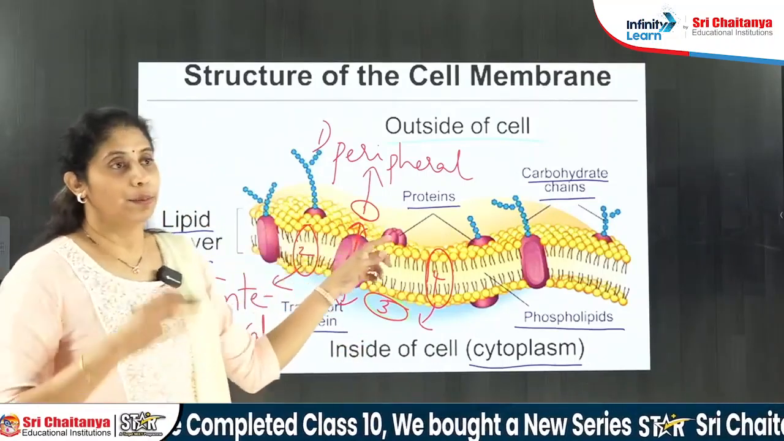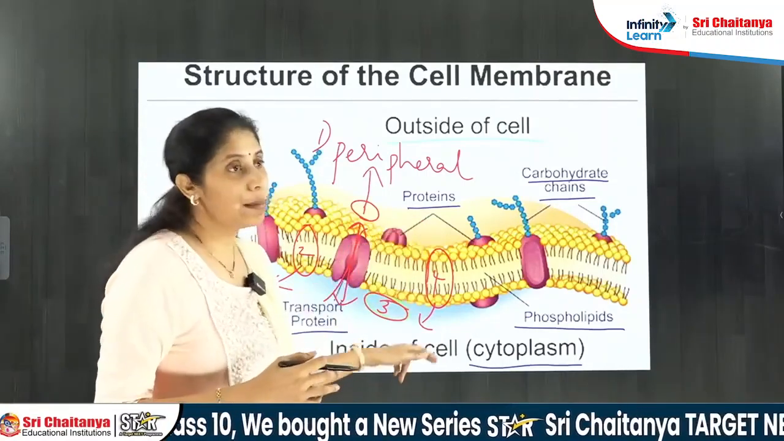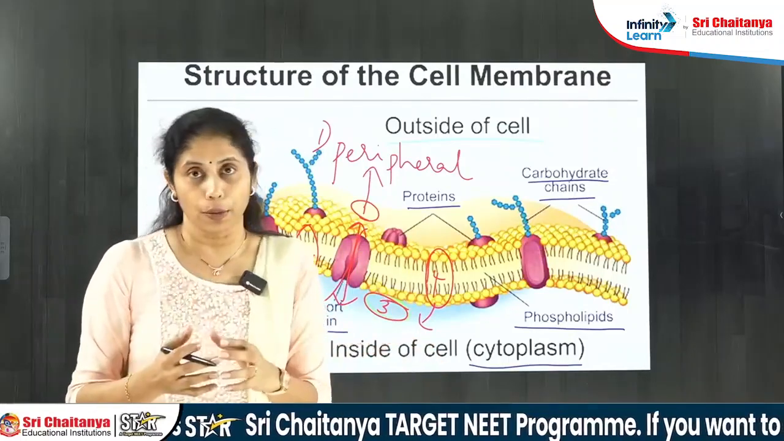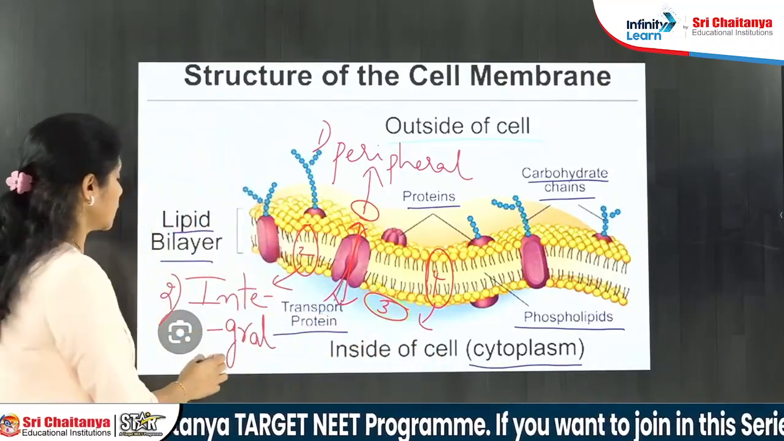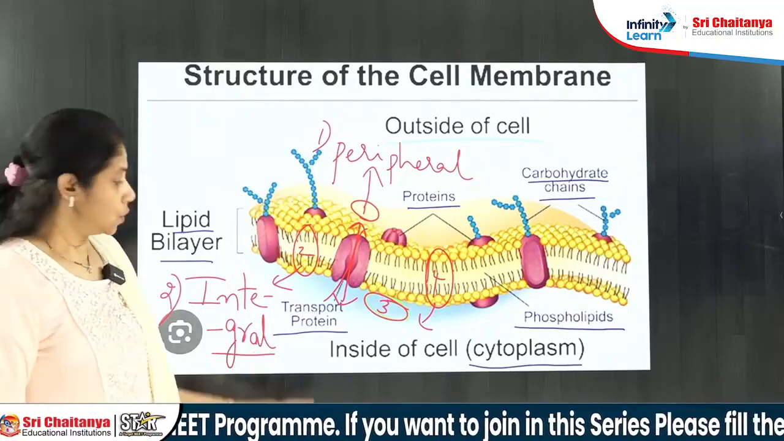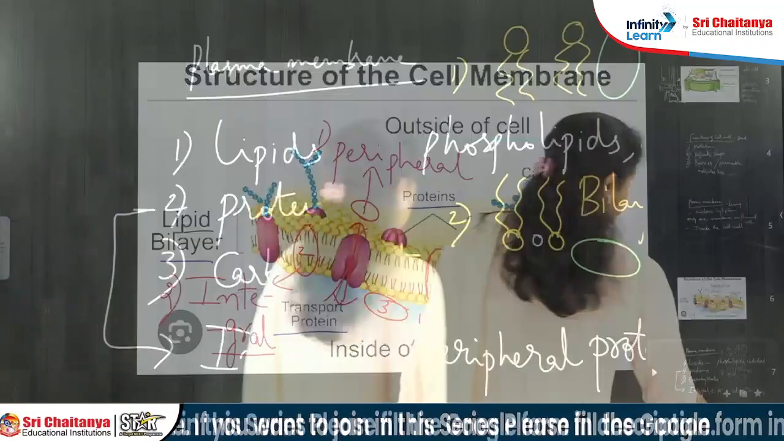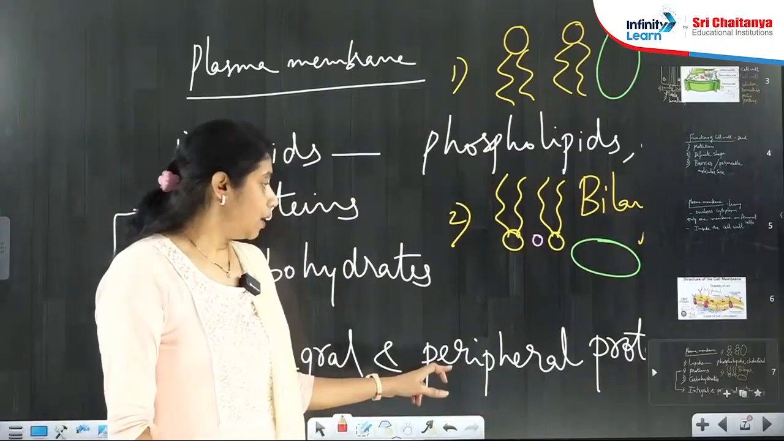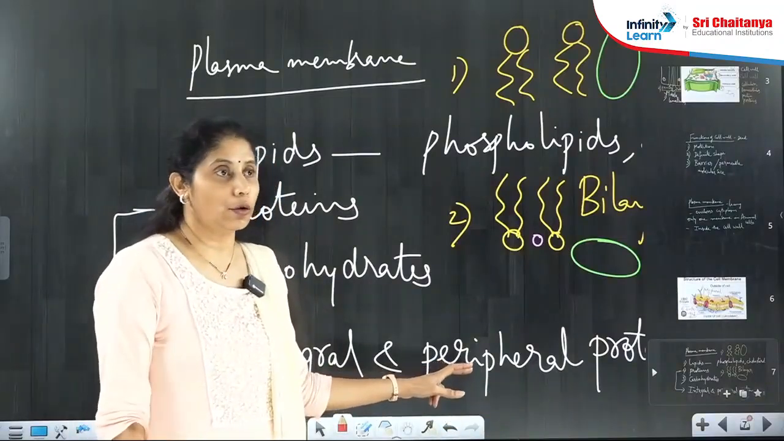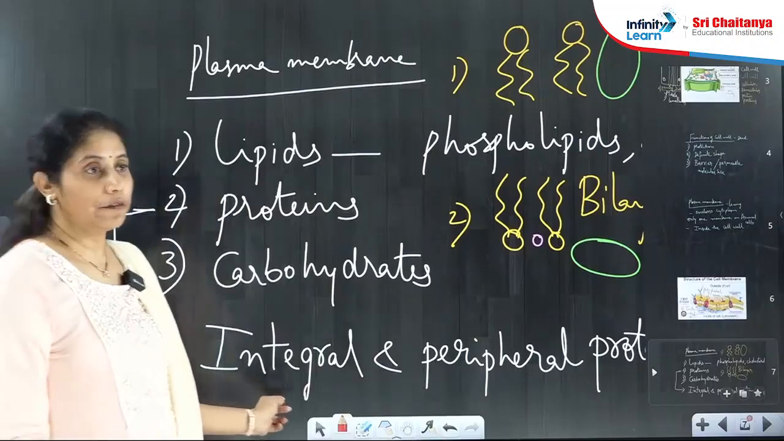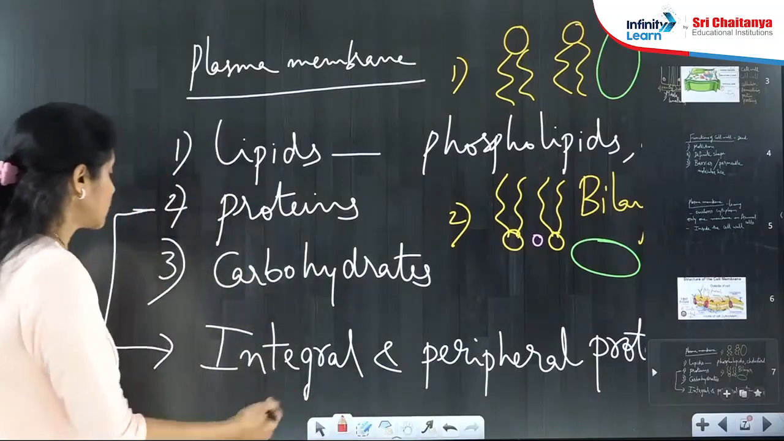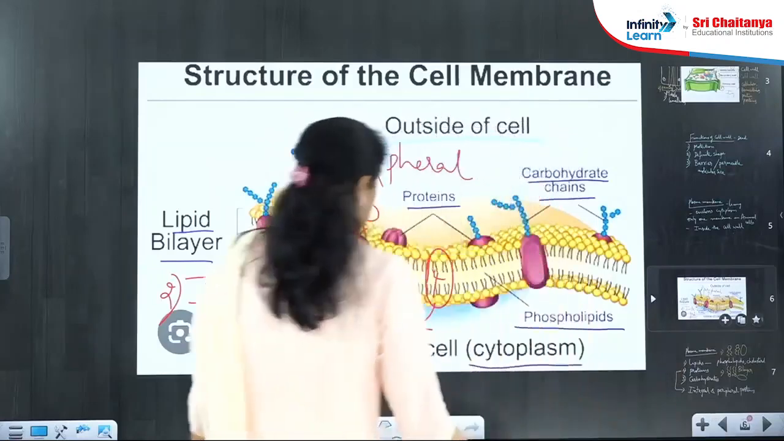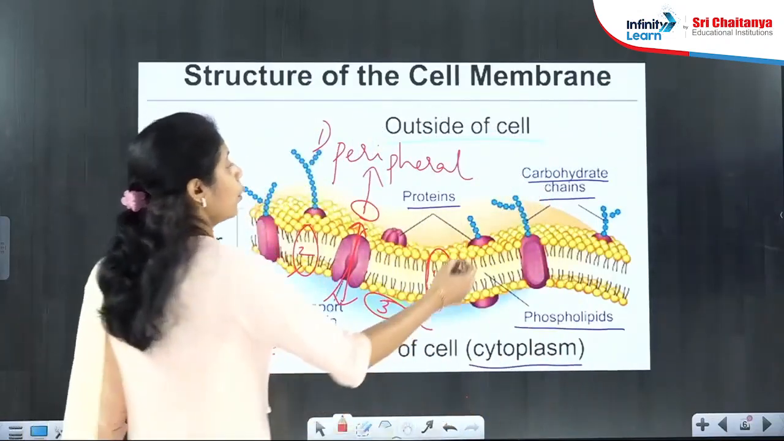Whereas the proteins which are embedded in the membrane, or present across the membrane, are very difficult to remove, and these proteins are called integral proteins. So these two form the protein part: peripheral proteins, very easy to remove, and integral proteins, very difficult to remove. The next category is carbohydrates. In the carbohydrates, you can see here carbohydrate chains.